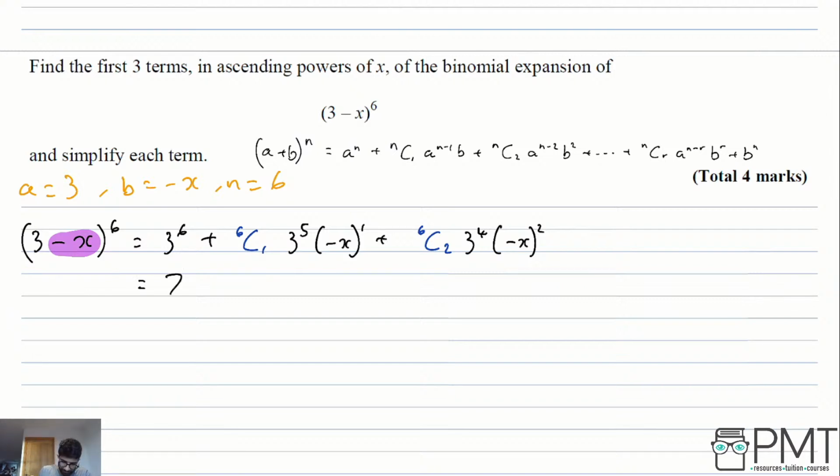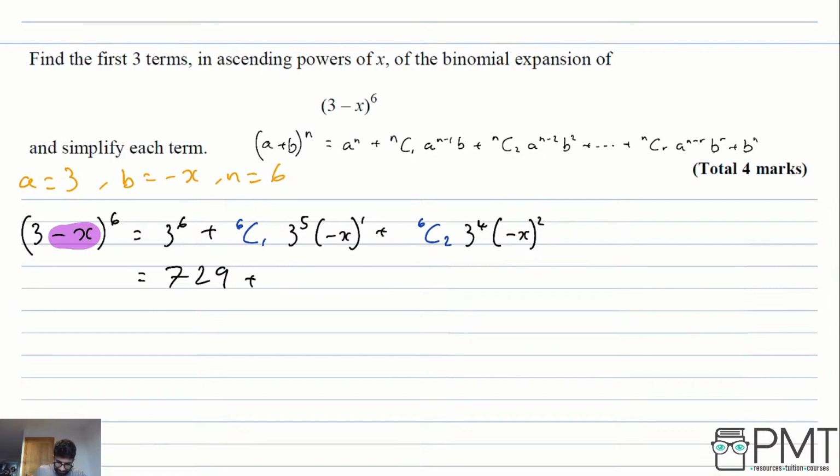3 to the 6 should be 729. Then plus this is 6 times 3 to the 5. What do we have for 3 to the 5? That's going to be 243 times minus x. And then this one, we have got 3 to the 4, that's 81 times x squared. And then you should have 15 for this.